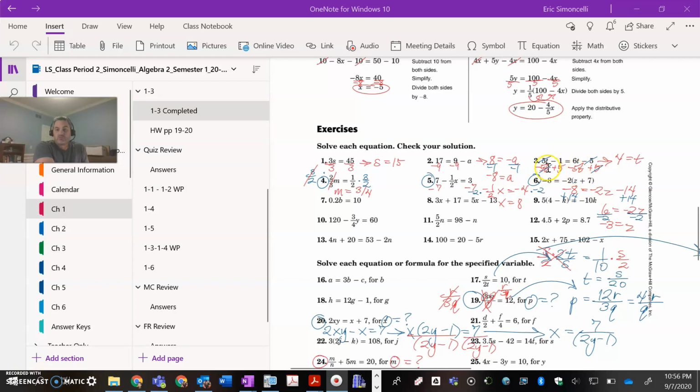You can subtract 5t from both sides, and I also added 5 at the same time. So 5 minus 1, that's 4, 6t minus 5t, that's t, and you end up with 4 as t. Pretty straightforward, I would argue.